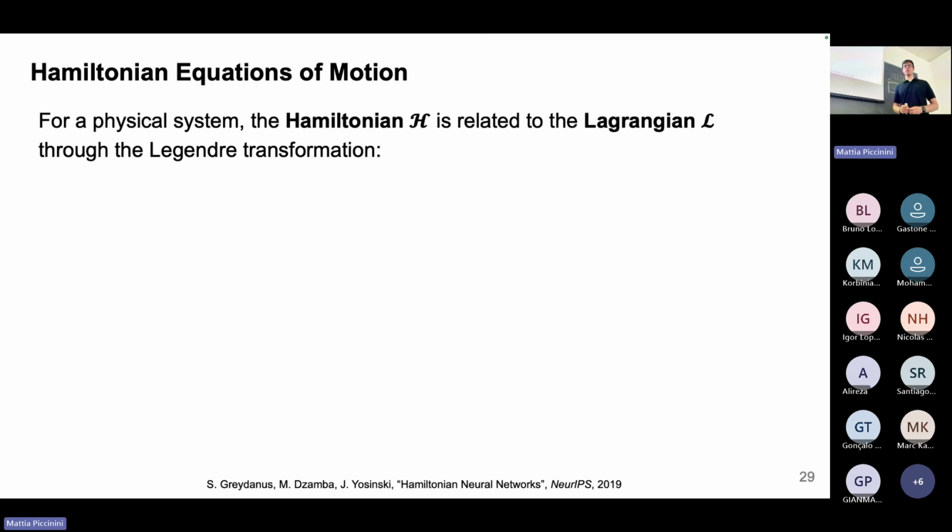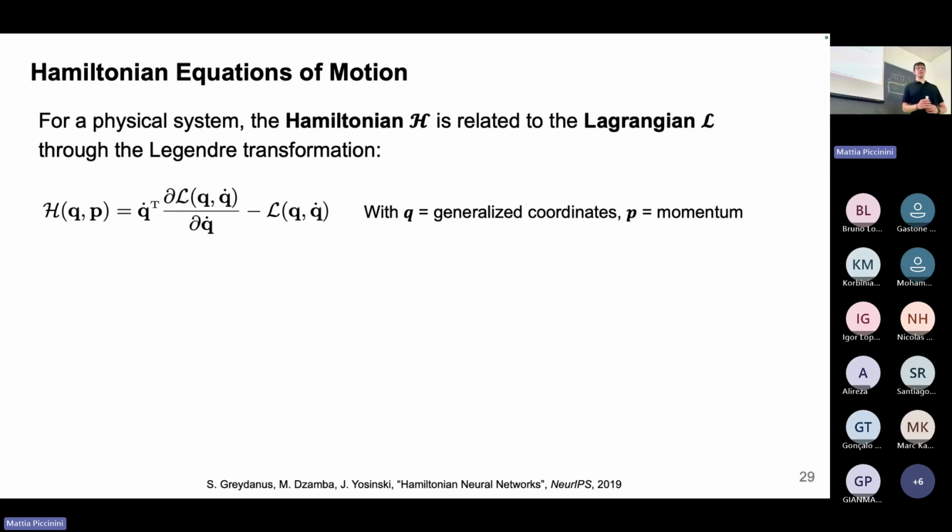Here we don't have the Lagrangian anymore. We have the Hamiltonian. The Hamiltonian is another function closely related to the Lagrangian. There is this Legendre transformation to relate the two. So if you have the Lagrangian L, you can compute the Hamiltonian H with this relation, the Legendre transformation.